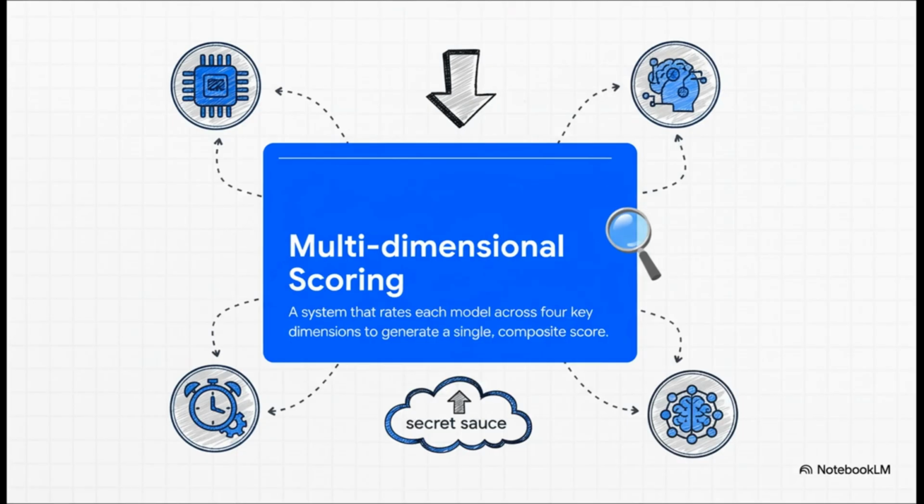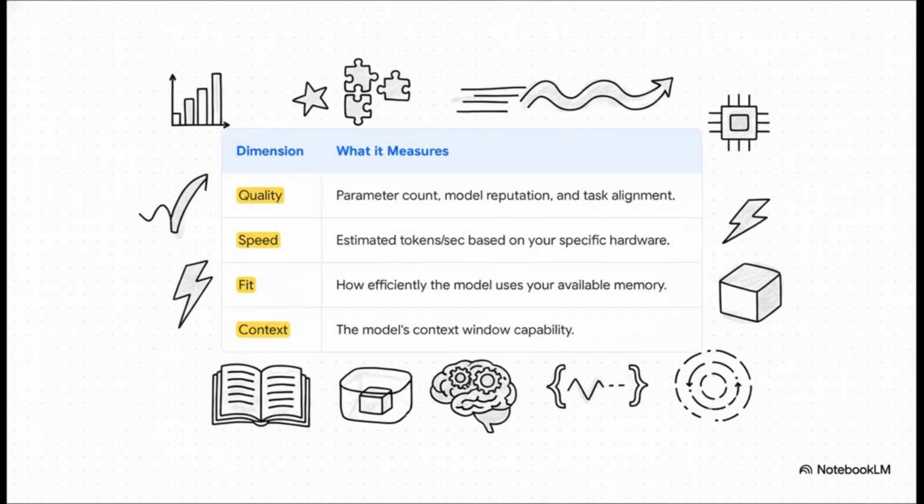So the secret sauce here is this multi-dimensional scoring system. It doesn't just ask a simple question like, does it fit in memory? No. Instead, it generates a single holistic score by looking at every model across 4 crucial dimensions of performance and utility. Let's break these down real quick.